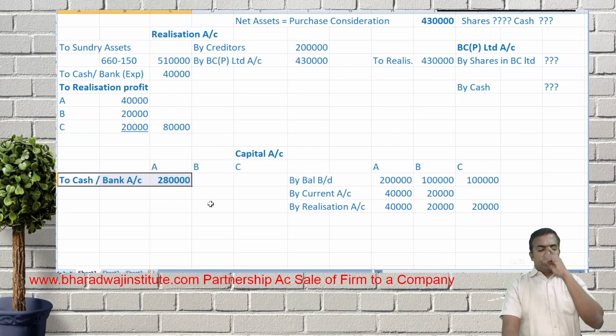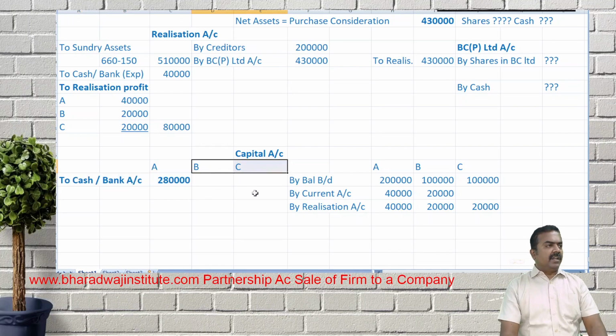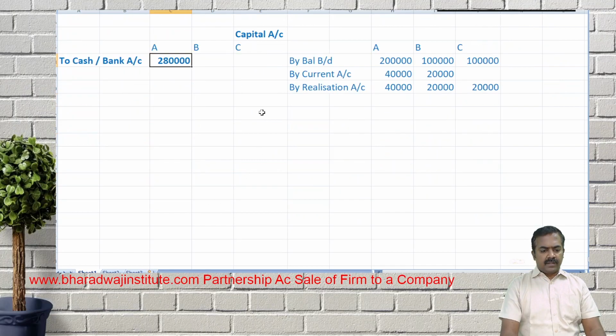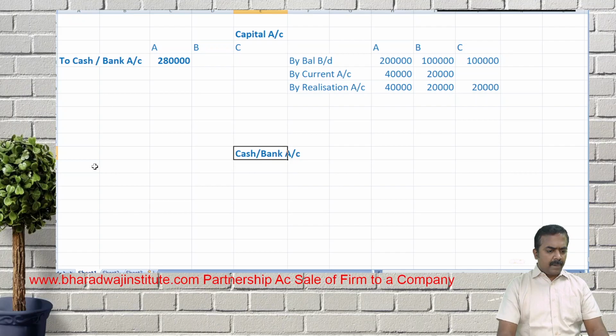Now, don't close B account, C account. We cannot close B account and C account. We have to prepare which account? Cash account to verify whether we have got 2,80,000 to settle. Shall we? Cash or bank account. Okay. To balance brought down.